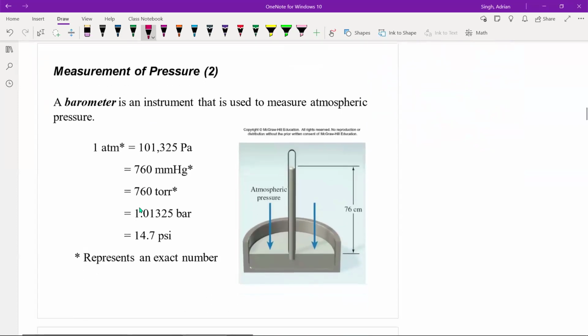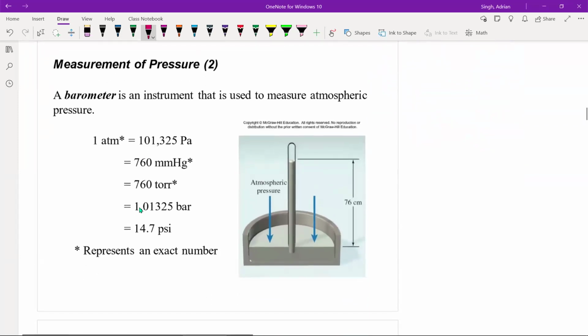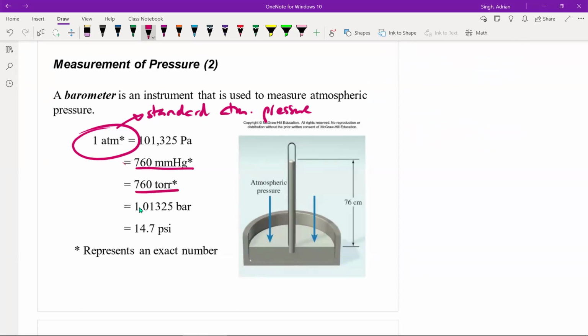Some relationships that we're going to see, you don't have to memorize these, but you're going to see them often enough that some of them are going to stick in your brain. 1 atmosphere, this is standard atmospheric pressure, is equivalent to 101,325 pascals, or exactly equal to 760 millimeters of mercury, or exactly equal to 760 torr, or 1.01 bar. And again, there's a relationship here that you can see.